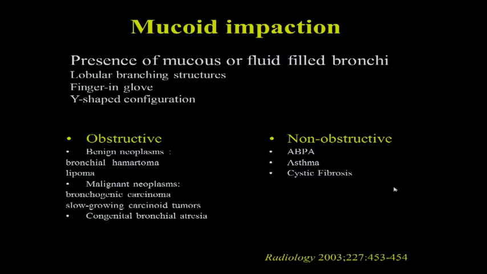And the obstructive type is benign neoplasms like bronchial hamartoma or lipoma, or malignant neoplasms like bronchogenic carcinoma, slow-growing carcinoid tumors, or congenital bronchial atresia. Can anyone tell me, when you are shown a CT scan of congenital bronchial atresia, what is the classic imaging appearance? Does anyone remember?